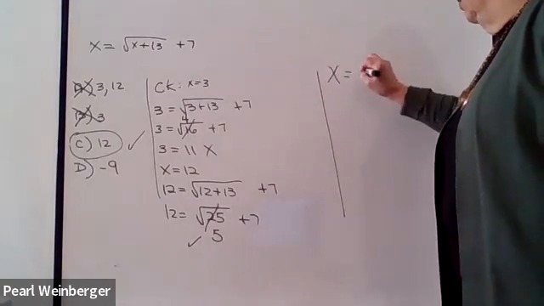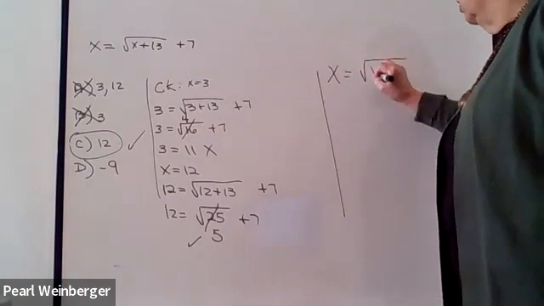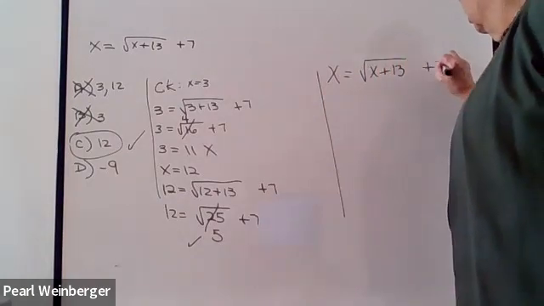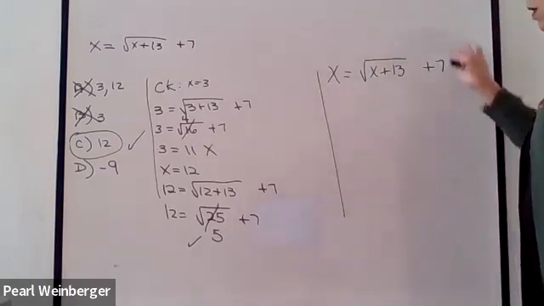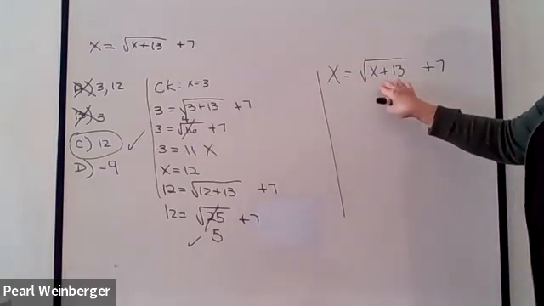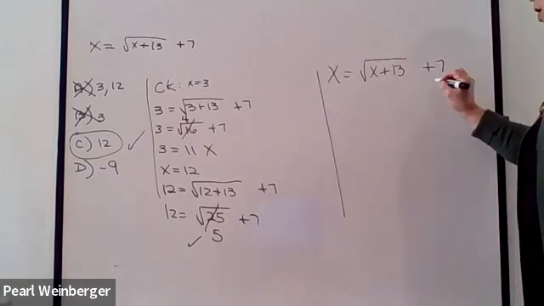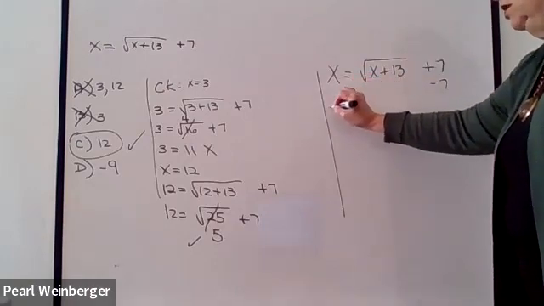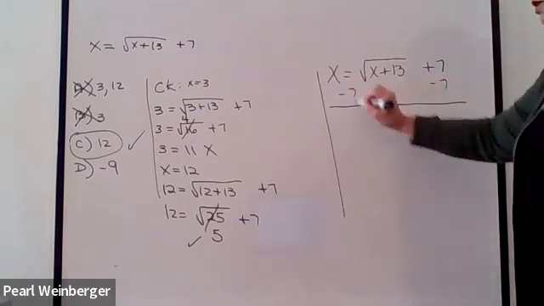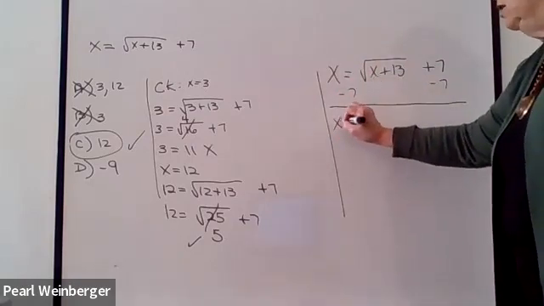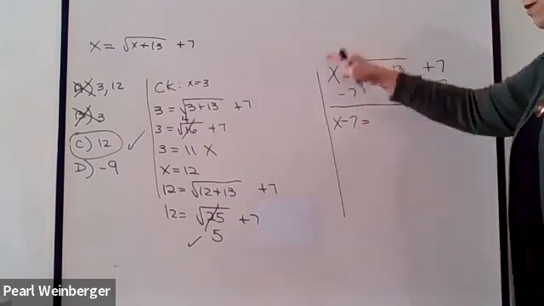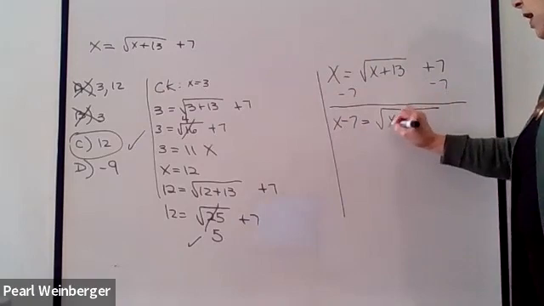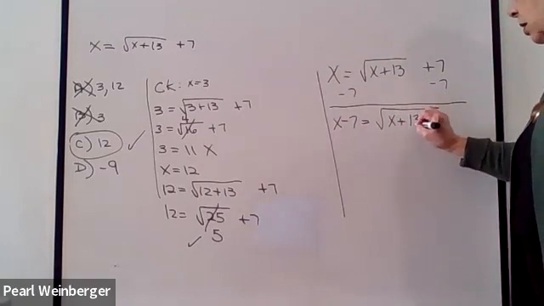let's go back to the question. Okay, remember, this is a radical equation. We want to get the radical by itself. So I'm going to have to subtract 7 from both sides. You're going to see how much work this involves. So this will give me x minus 7, because I can't combine them, they're not like terms, equaling the square root of x plus 13.